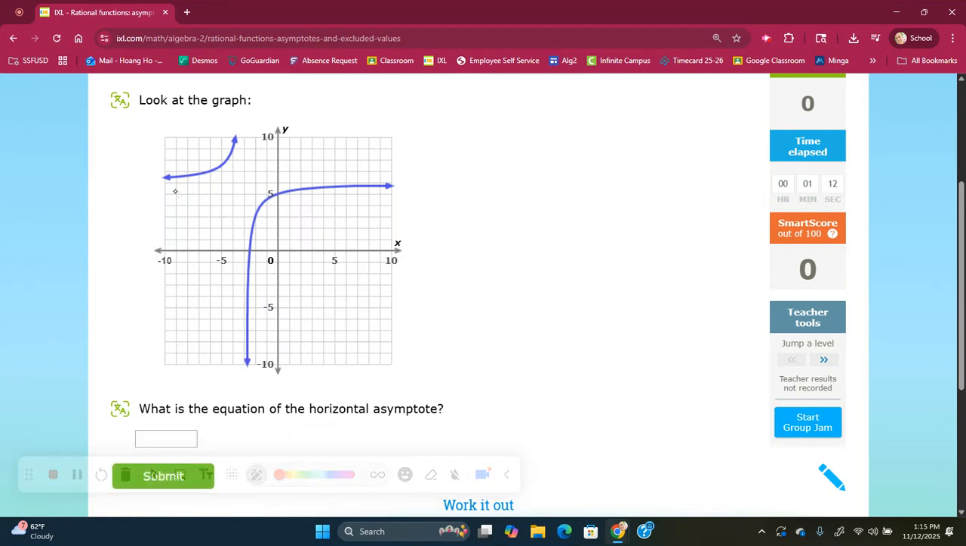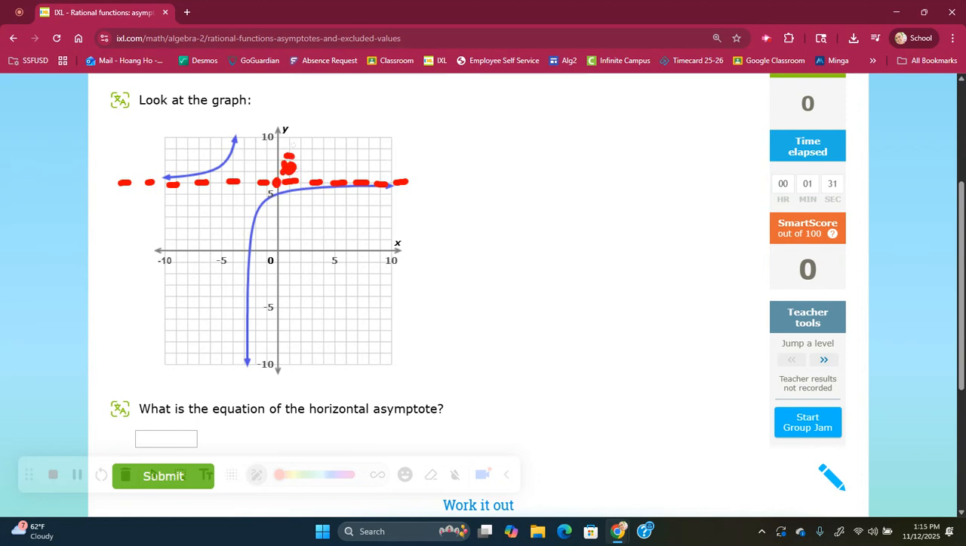An asymptote is a line that your graph is approaching, never intersecting, but approaching. So in this case, we have the horizontal asymptote passing through 6 right here.